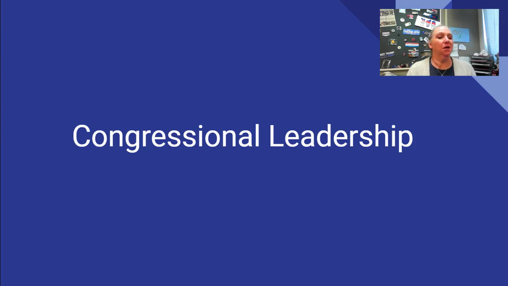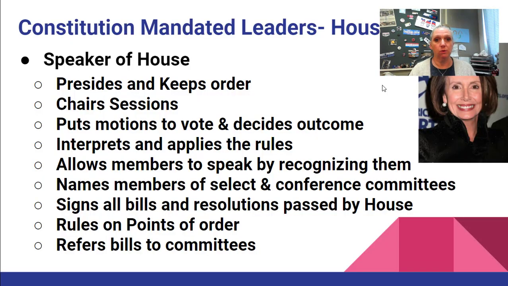Okay, today we're going to talk about congressional leadership and committees before we then get into the next set of notes, which is all about how a bill becomes a law. So let's start with our Constitution-mandated leaders.